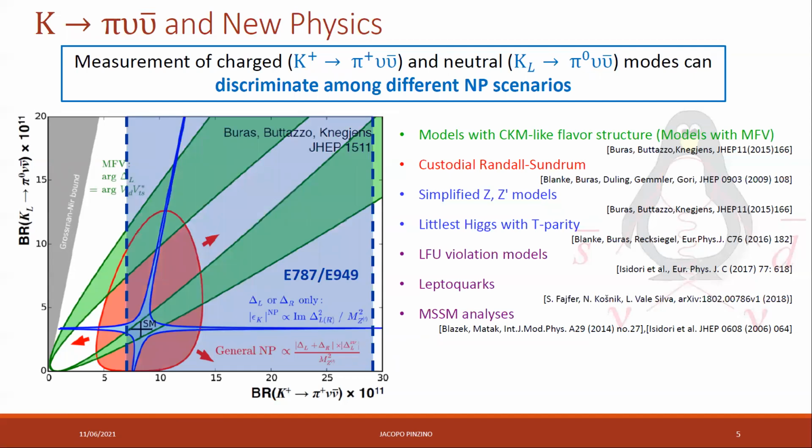Here you can see the superposition of the results of the previous experiments E787 and the upgrade E949 with 1 sigma, and then the superimposition of the result presented here from NA62, which you see has a better resolution.